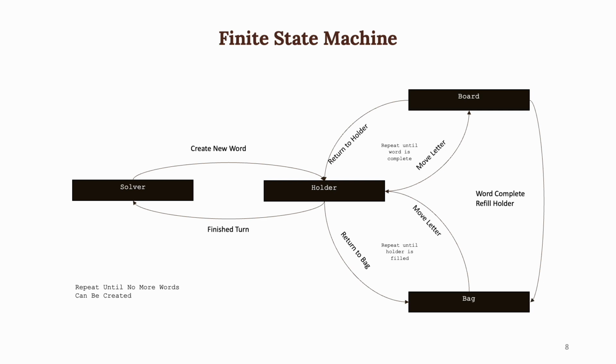Then the robot goes to the bag, picks up a letter, and brings it to the holder to refill the holder. It continues to do this until the holder is refilled. This concludes the end of the robot's turn. The robot will continue to make turns until there are no more words left to be played.